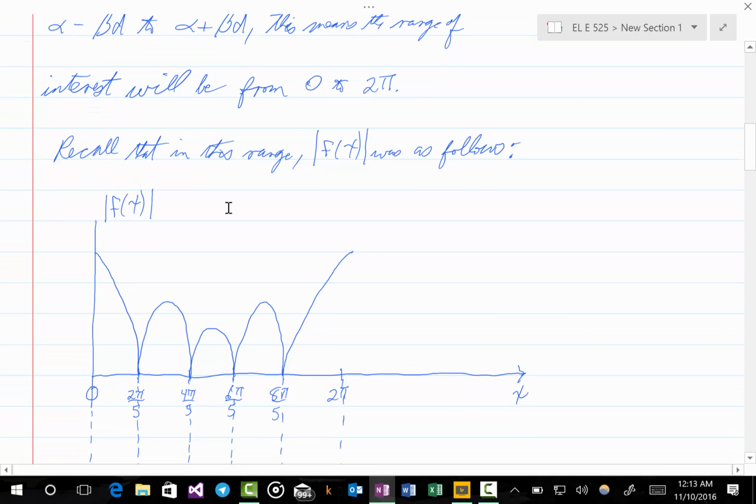Using L'Hopital's rule, we find out that the function goes to 1 at psi equals 0 and at psi equals 2 pi. We can also easily find out that at 2 pi over 5, 4 pi over 5, 6 pi over 5, and 8 pi over 5, it goes to 0. And then we have these lobes in between the main lobe and the grating lobe.